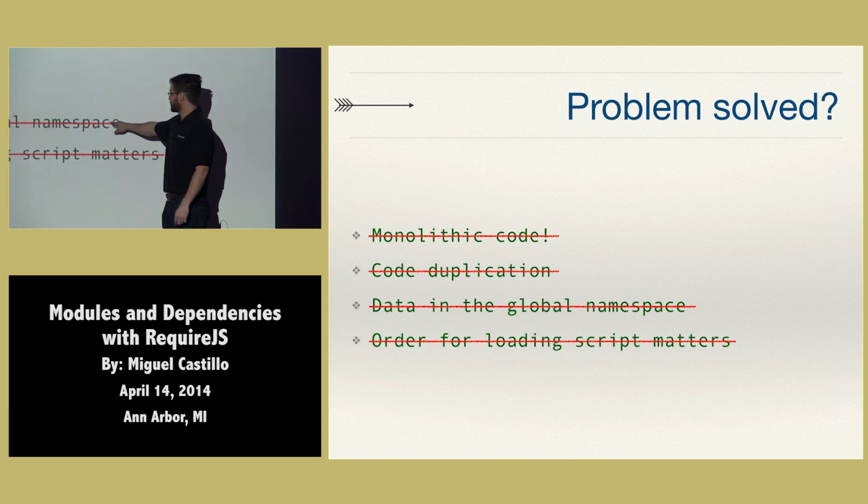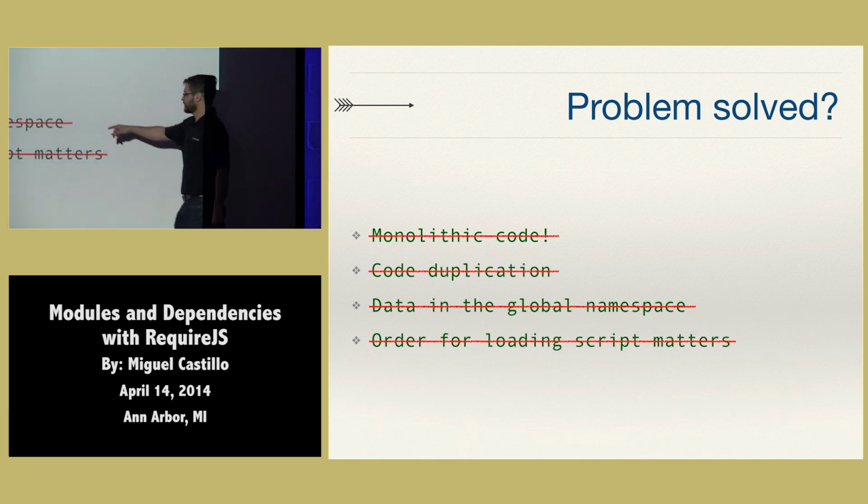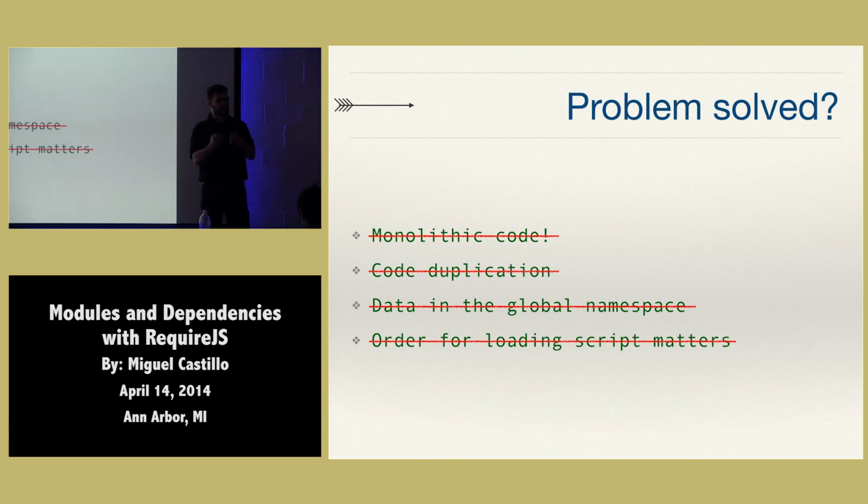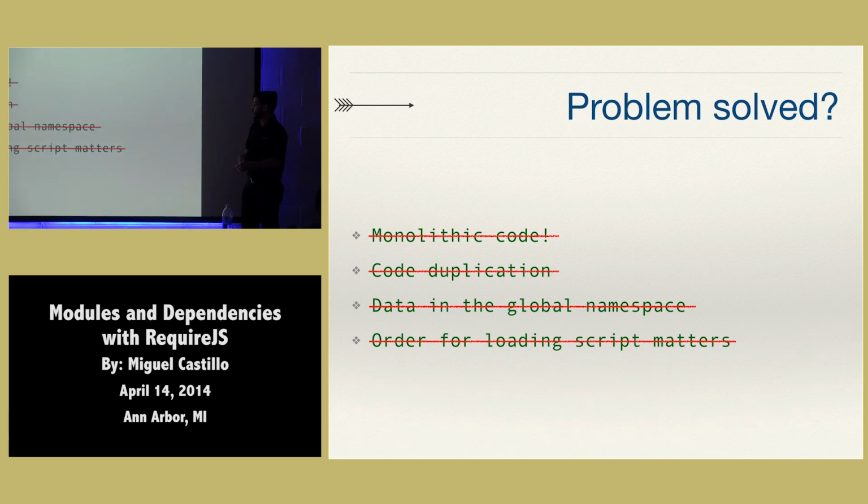So data, this is fixed. Closure object. Remember, closure object fixes this. You basically encapsulate that data in your module, and that's no longer exposed to the outside world. So we're good on that one.